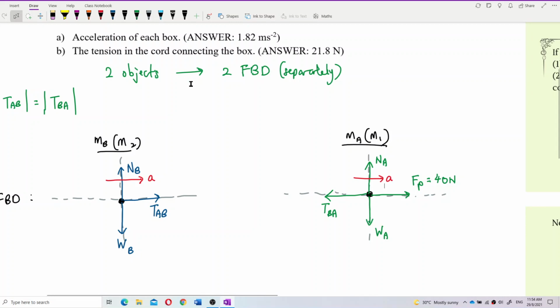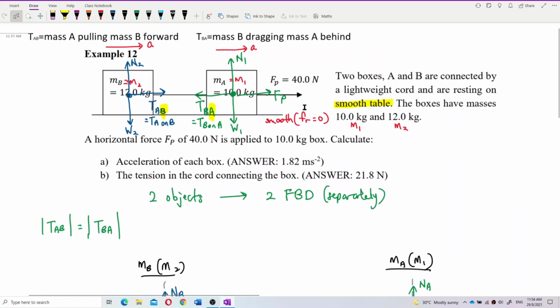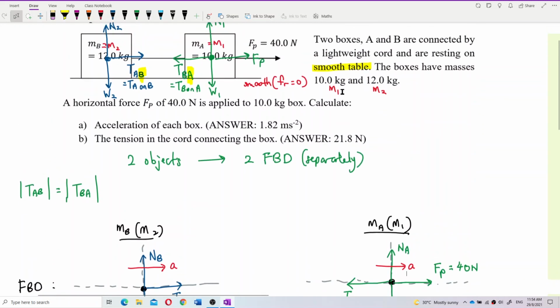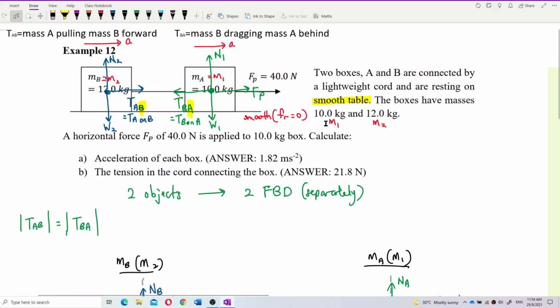Okay. So now how to do the questions? This is mass A. Just put as mass. This is for mass A.